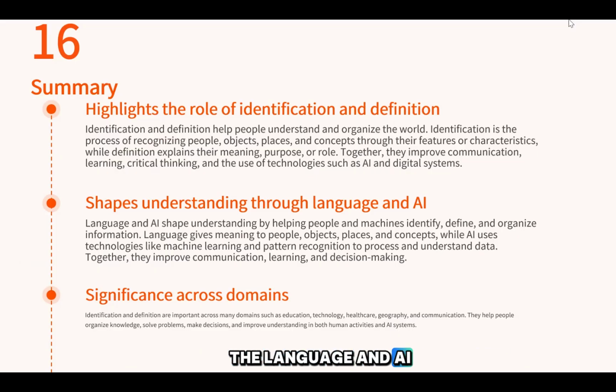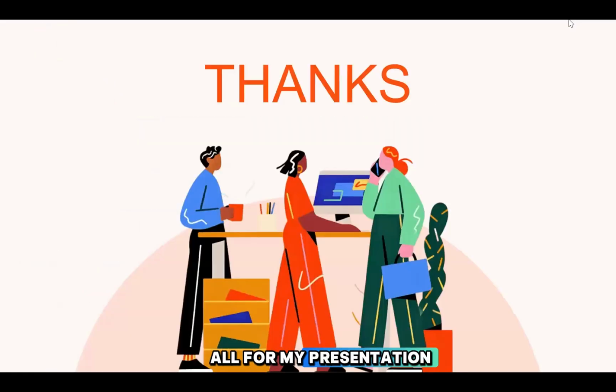Language and AI shape understanding by helping people and machines identify, define, and organize information. Language also gives meaning to people, objects, places, and concepts, while AI uses technologies like machine learning and pattern recognition to process and understand data. And identification and definition are significant across many domains such as education, technology, and healthcare. So I think that's all for my presentation. Thank you. I'm sorry if I made a mistake.